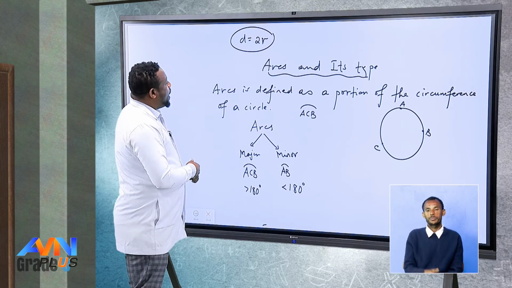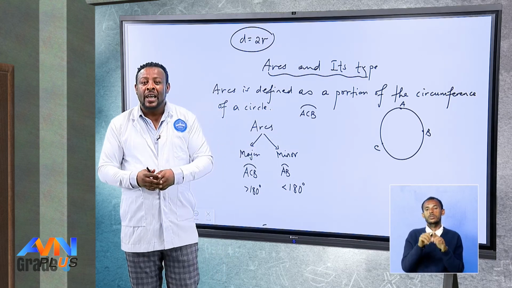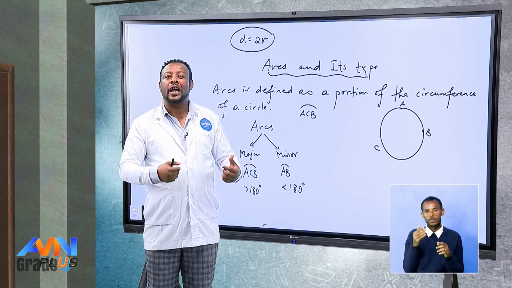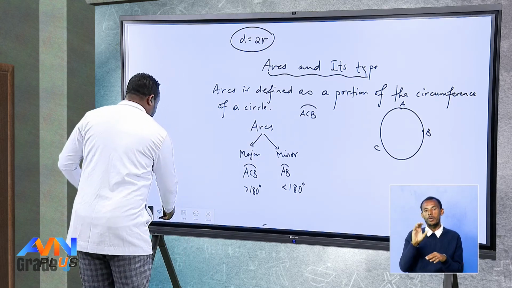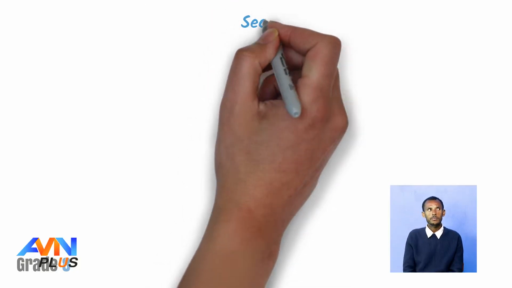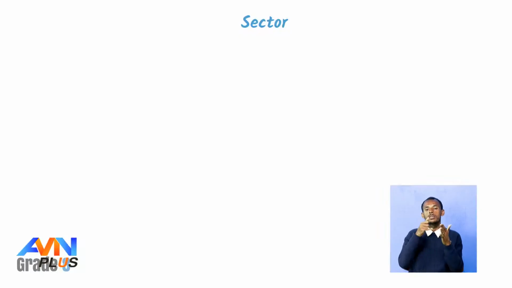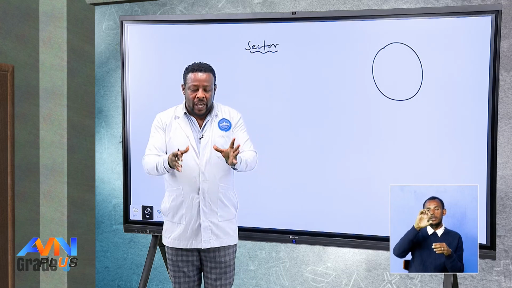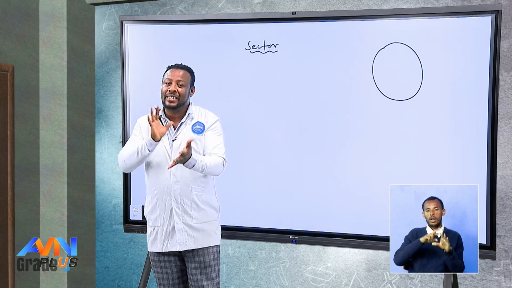Good. We do have some other terminologies today. As I have said before, there are so many terminologies that you need to know so that you will understand our next point of discussion. So after arc, we have sector. Sector, okay? What is a sector? For example, if we have a certain circle, a sector is defined as a portion or a region which is enclosed by two radii and an arc that subtends it.